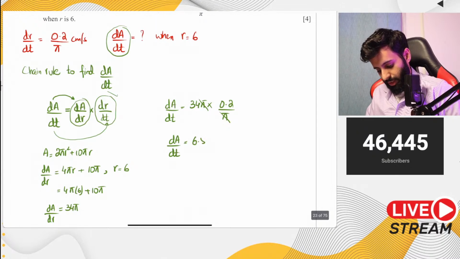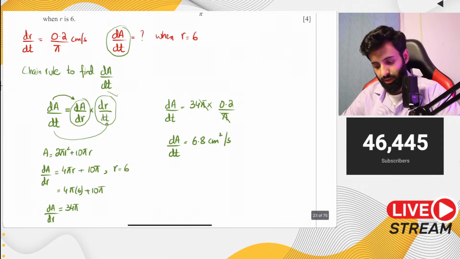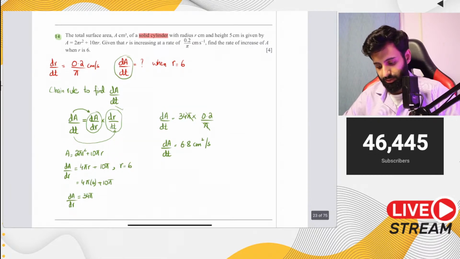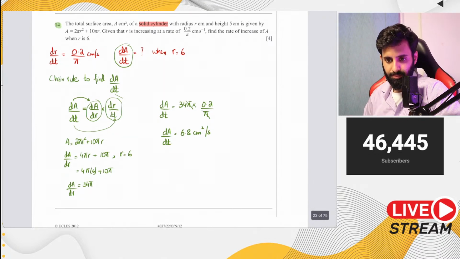Now because it's area, and area is in centimeter square and time is in seconds, you can write centimeter square per second. Although if you don't, it's not like you're going to lose marks or anything. So there you go. That's it. That's your answer. Now take a good look at it. Let me know what your thoughts are and let me know if it's clear.